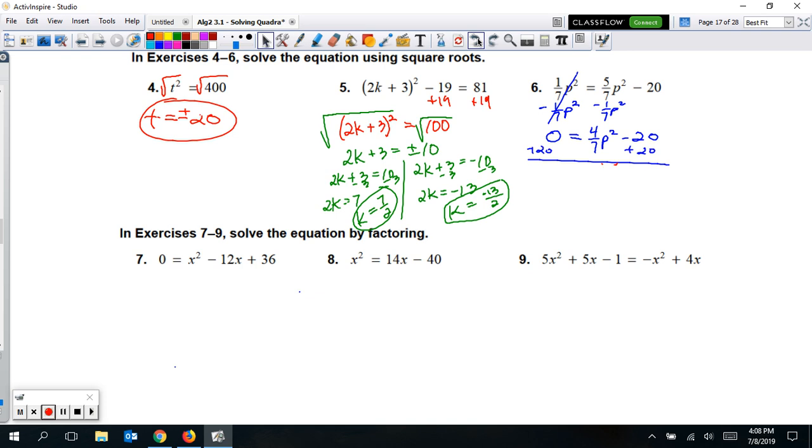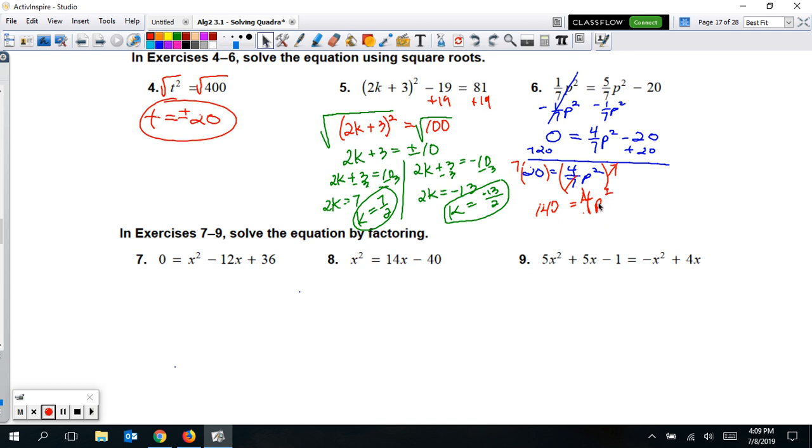And so it's going to give me now 20 is equal to 4/7 p squared. So at this point, I can now get rid of the fraction by multiplying both sides by 7. So I'm going to multiply by 7 now. And that's going to cancel the 7's out on this side. And over on this side, I'm going to get 7 times 20. Well, 7 times 20 is 140. And it's going to equal, since the 7's canceled here, it's just going to equal 4p squared. So that way, no more fractions, just 140 equals 4p squared.